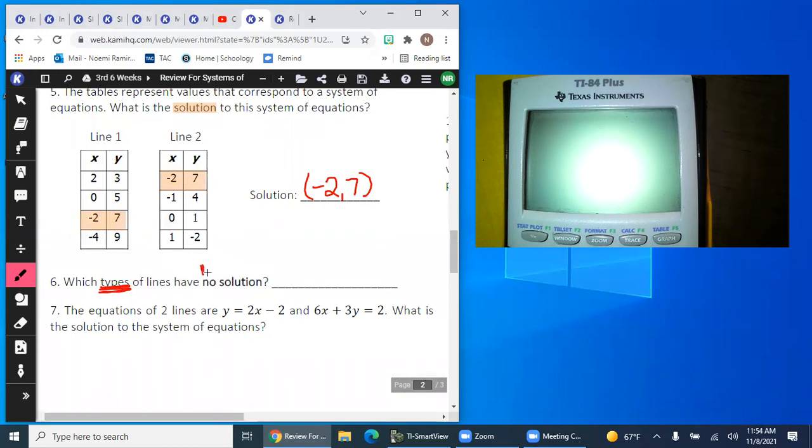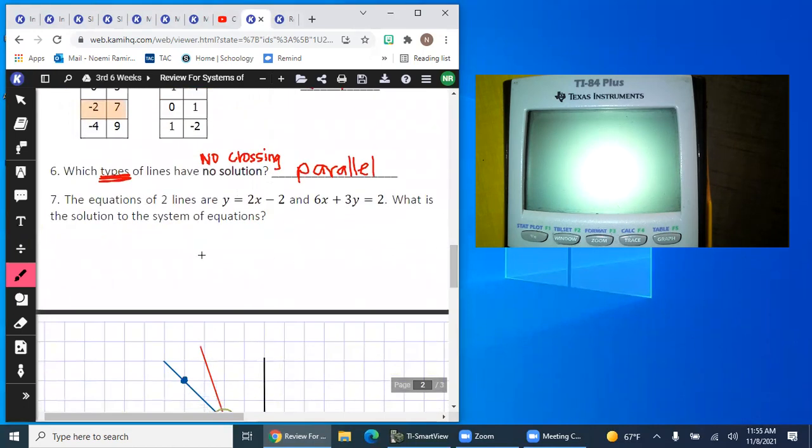If there's no solution, that means there's no crossing. And if they don't cross, then they must be parallel. On the STAR test, remember, they're not going to ask you which types of lines, or what the solution is and your response will be parallel. No, your response will still be no solution. If you see a pair of parallel lines, that's because there is no solution. But we just want you to recognize that parallel lines don't cross. If they don't cross, there's no solution.